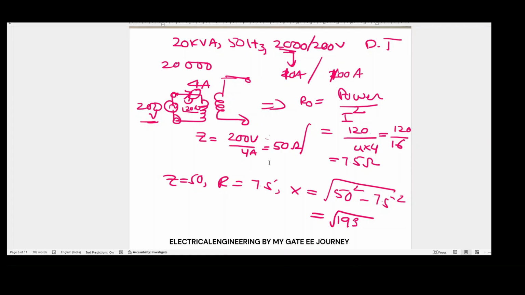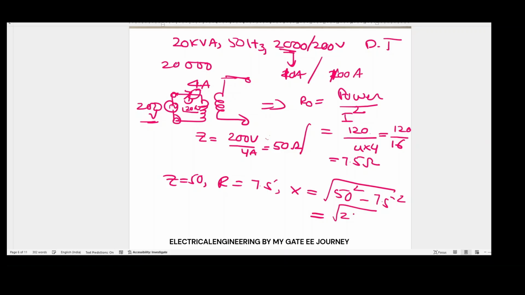Sorry, let us revise this calculation. 50 squared minus 7.5 squared is 2443.75, and we have to take the square root of 2443.75. That is 49.43 ohms.